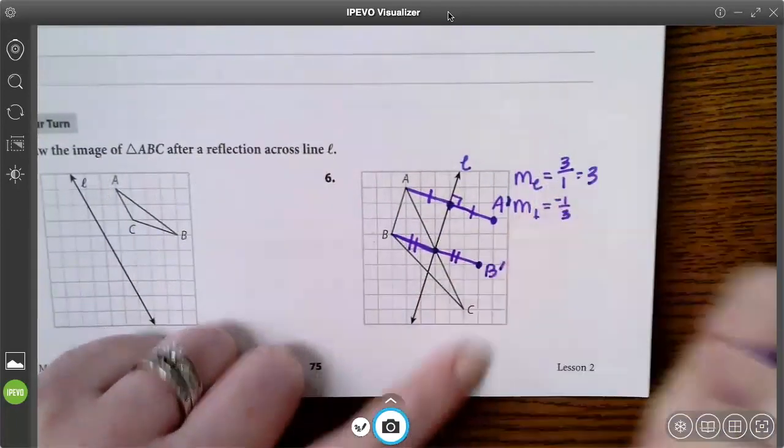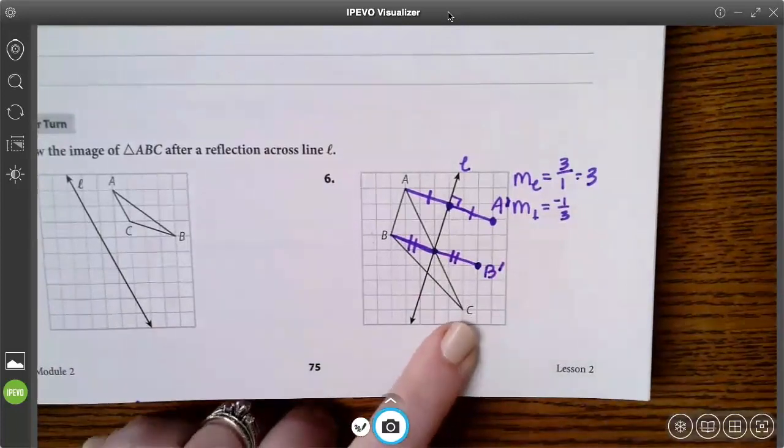Lastly, we have C. The process is still the same.